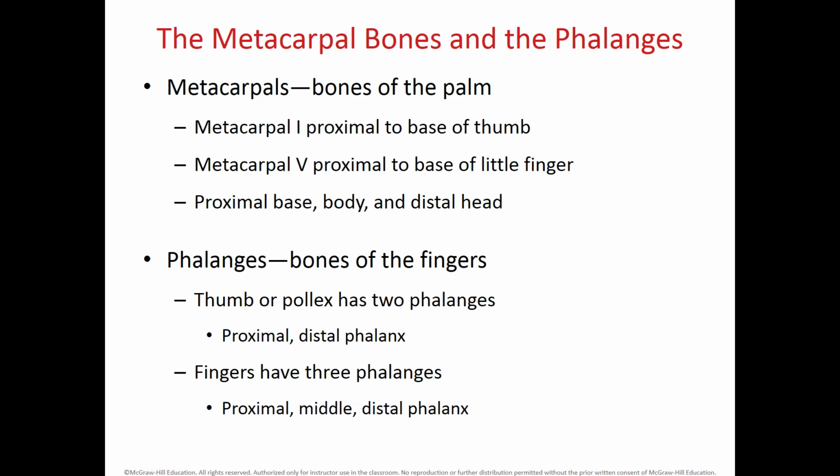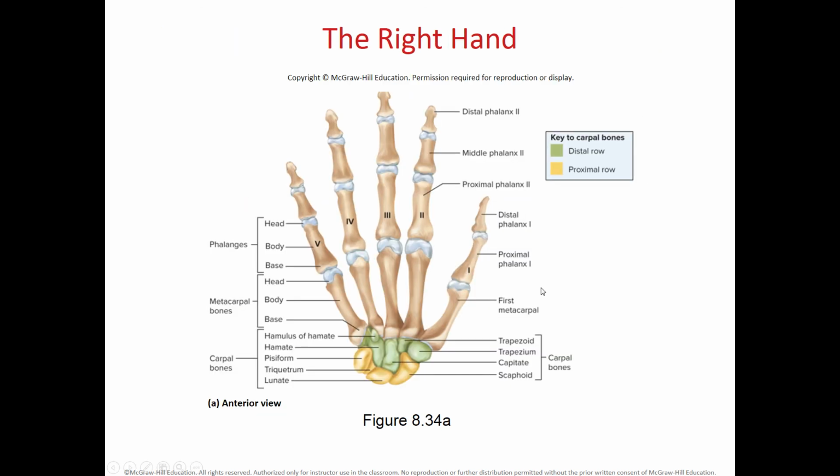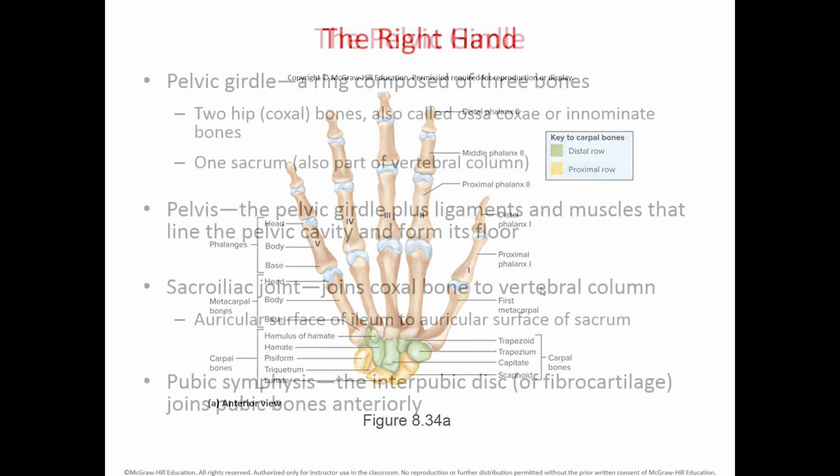So the metacarpal bones form the palm. Metacarpal 1 forms a connection to the base of the thumb, and then metacarpal 5 will form the connection to the base of the little finger. And for the phalanges, the names will be according to the row: proximal, middle, and distal. So the thumb or pollex has proximal and distal, and the rest have proximal, middle, and distal phalanges. And we already saw that.